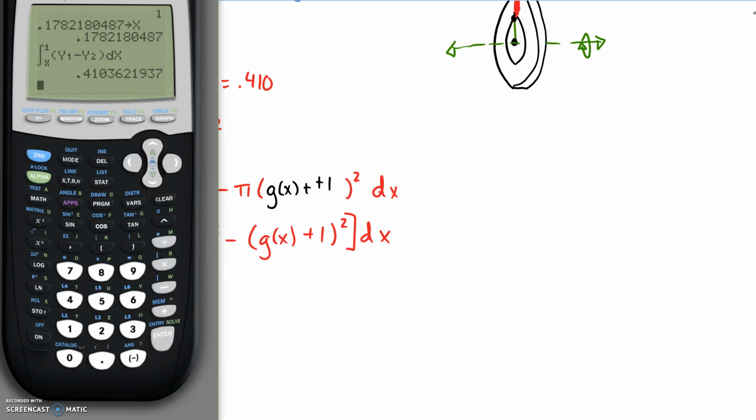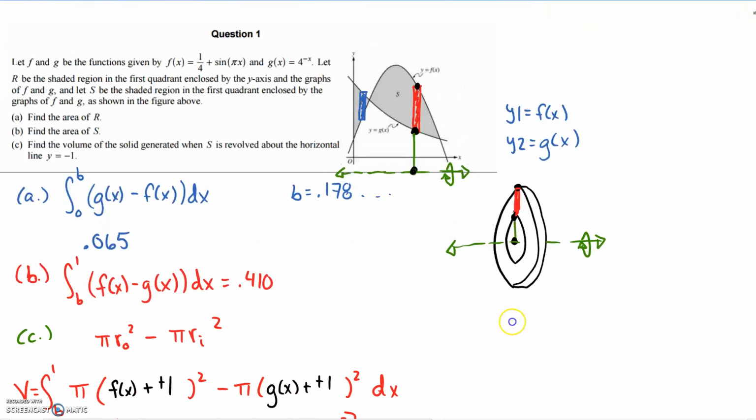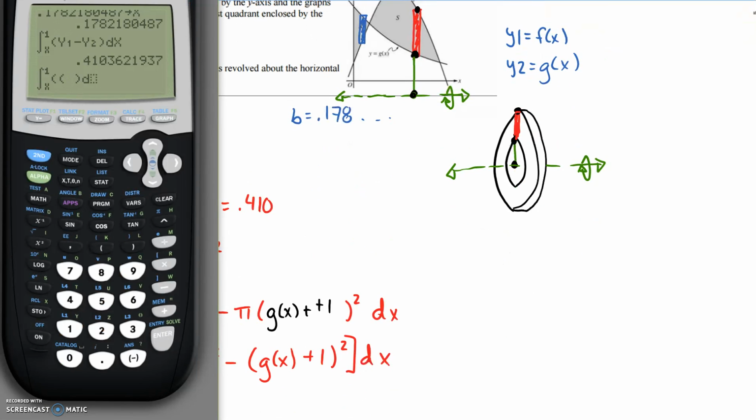So using our calculator here, math 9, we're going to integrate from that value x to 1. And I need my outer radius squared, so parentheses, f of x. I stored f of x into y1. So this is going to be alpha f4 y1 plus 1, that whole thing squared, minus inner radius squared, alpha f4 y2 plus 1, that whole thing squared, integrated with respect to x. Enter. And we get this value.